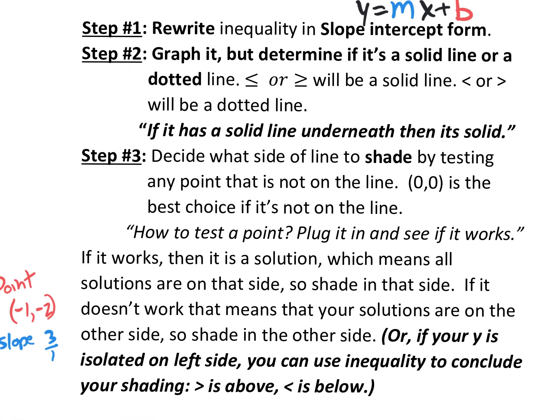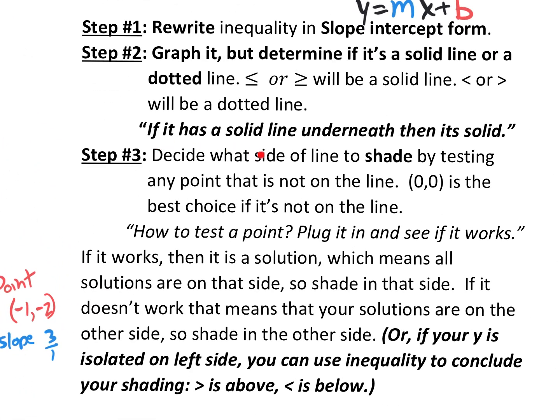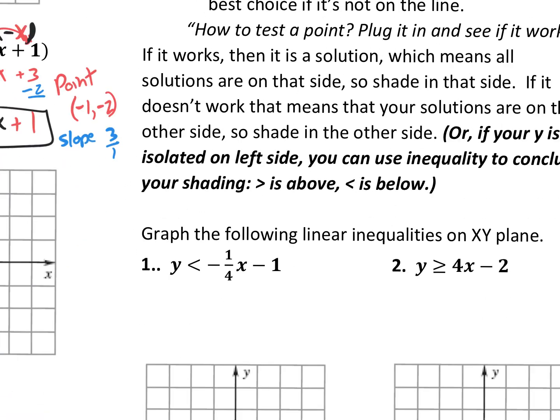Step 3 says decide what side of the line to shade by testing any point that's not on the line. 0, 0 is the best choice if it's not on the line. Okay? What do I mean? How do you test the point? Plug it in and see if it works. So the idea is this, guys.